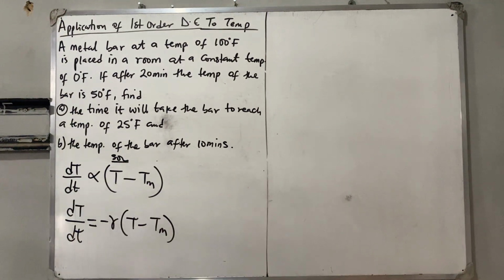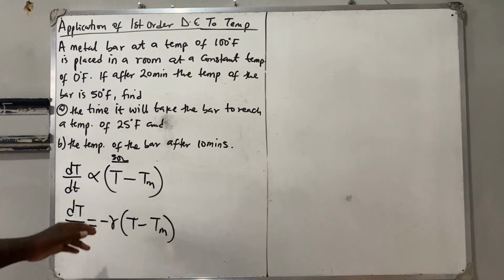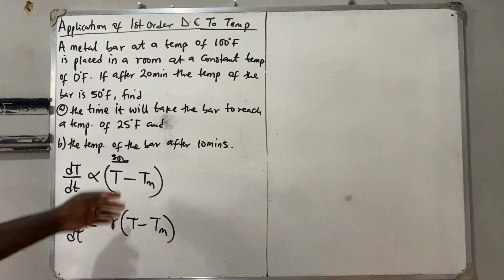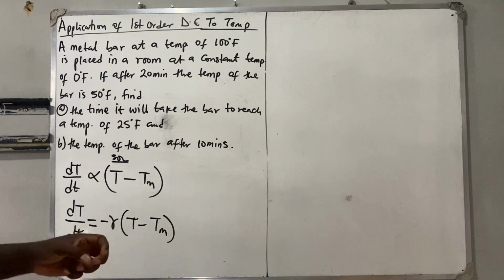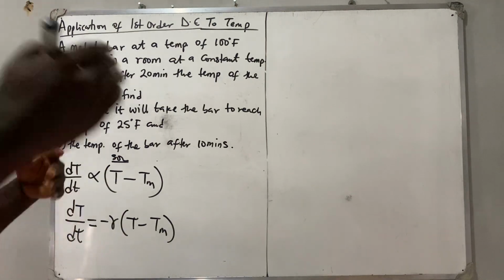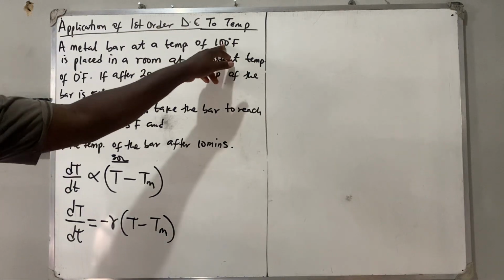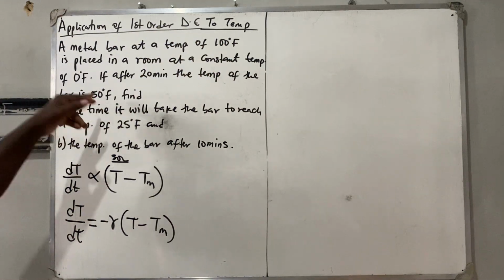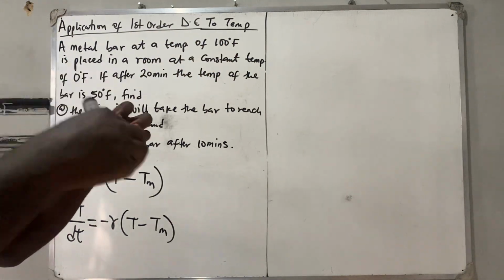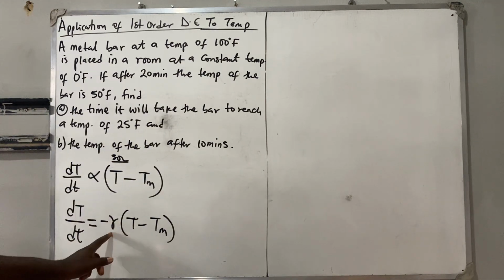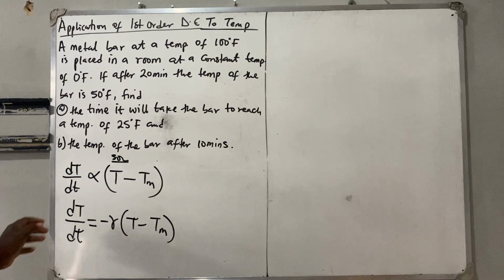So you should know that when you remove the proportionality sign, you are bringing in a constant. And the constant is going to be negative if you are talking about cooling. But if you are talking about heating, where the temperature increases, maybe after 20 minutes from 100 to maybe 120, then you know that this is talking about heating. If it is heating, the constant k is going to be positive. So know the difference between them.